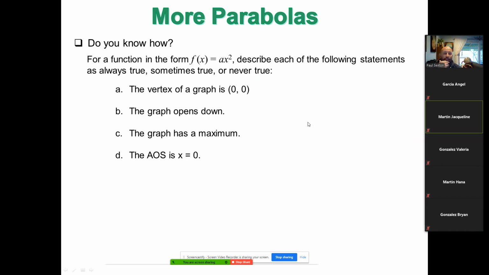Okay. So the important part about this question is knowing that we're in this form. We're using f of x equals ax squared. There's nothing past it. Like if we did something like this, where we put a plus some other number, like plus b or something like that, then this will change. These answers will be different. Okay, so we're only talking about adding an a to x squared. That's all we're talking about.